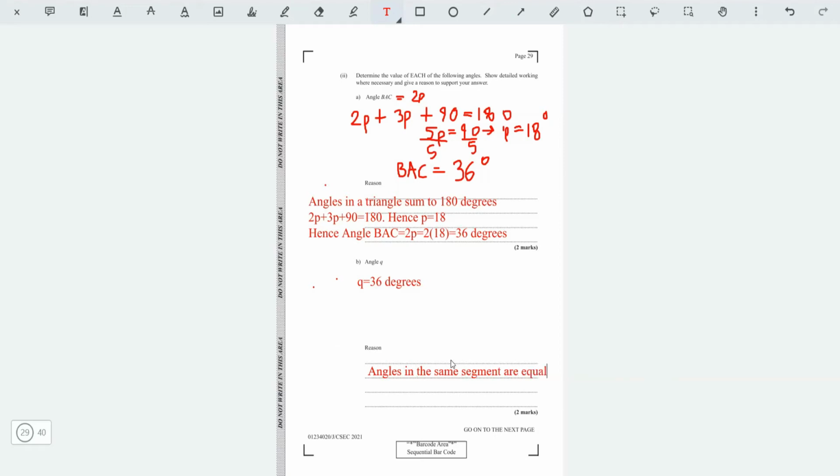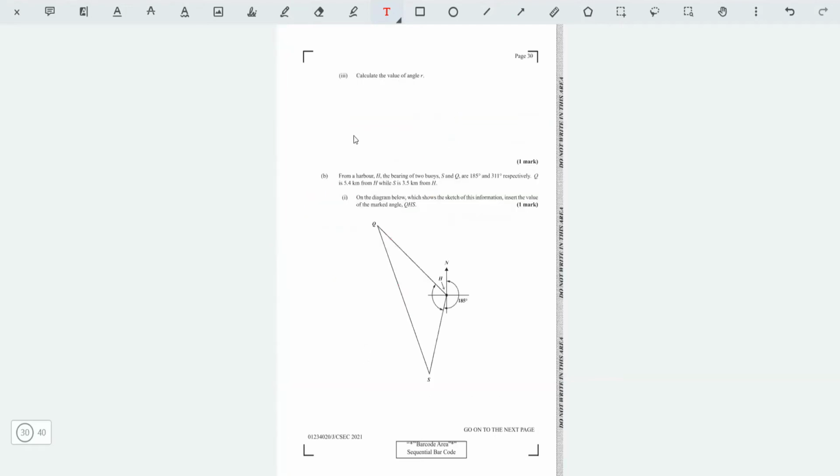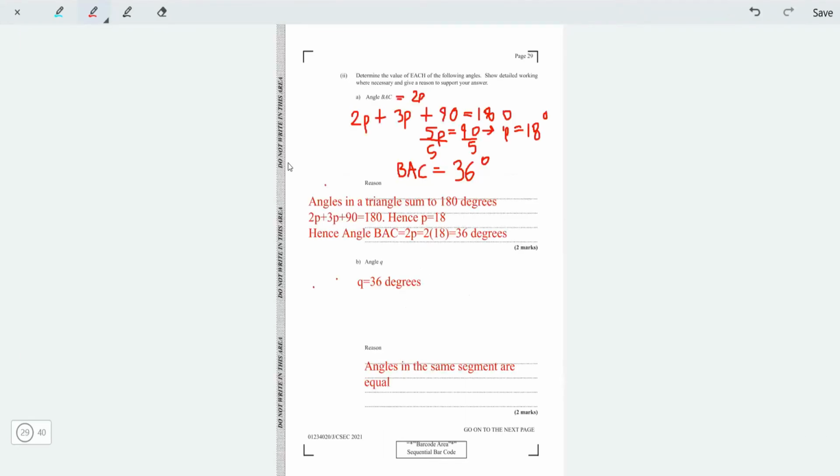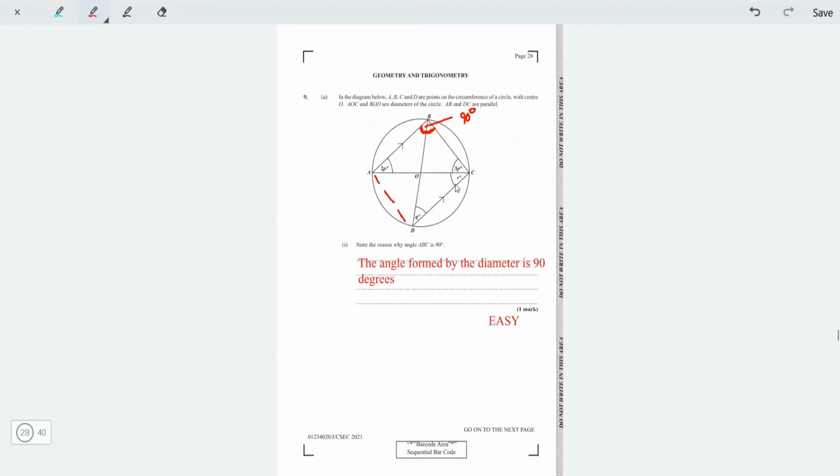All right, so angles in the same segment are equal. So done with that now. Next is the value of angle R. So let's go ahead and find the value of angle R. Let us do that. The value of angle R right here.